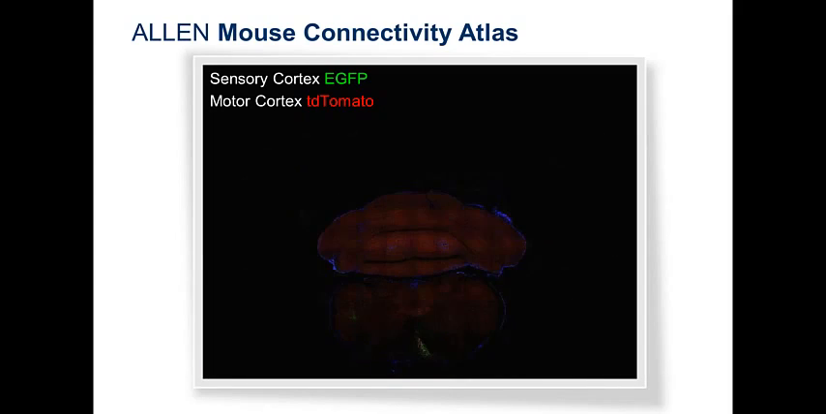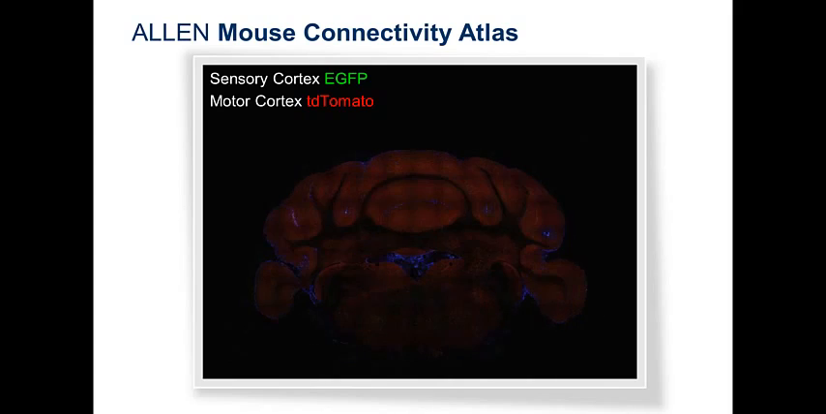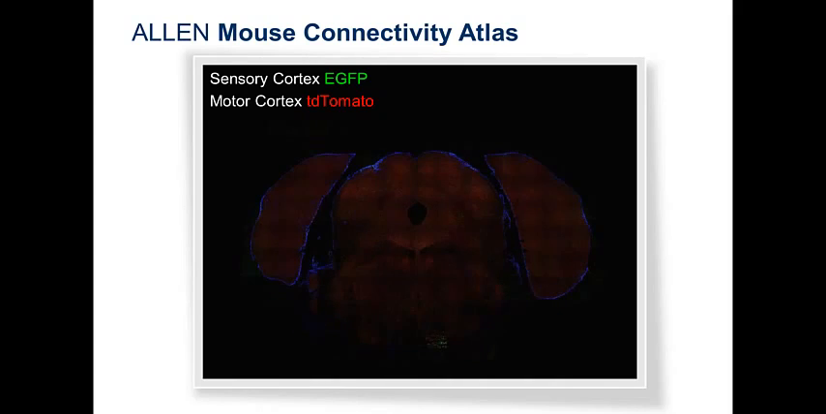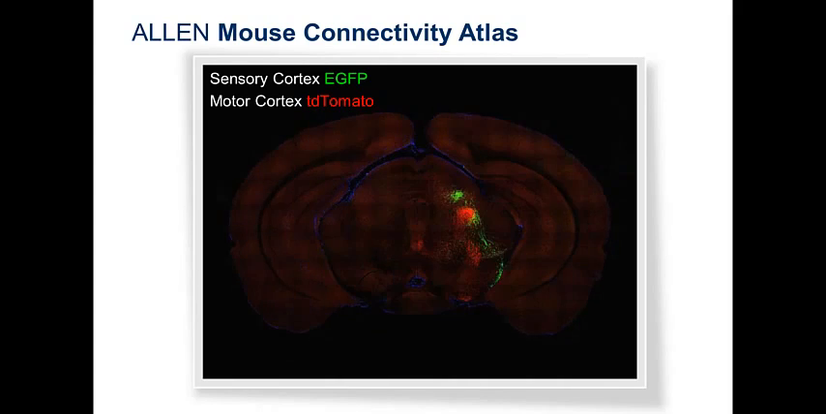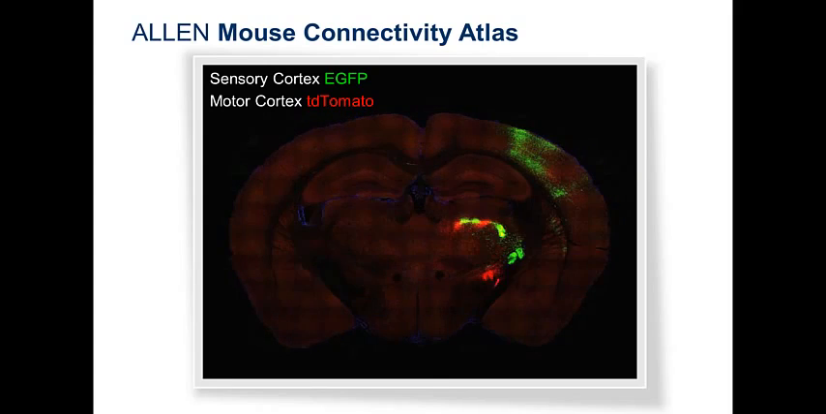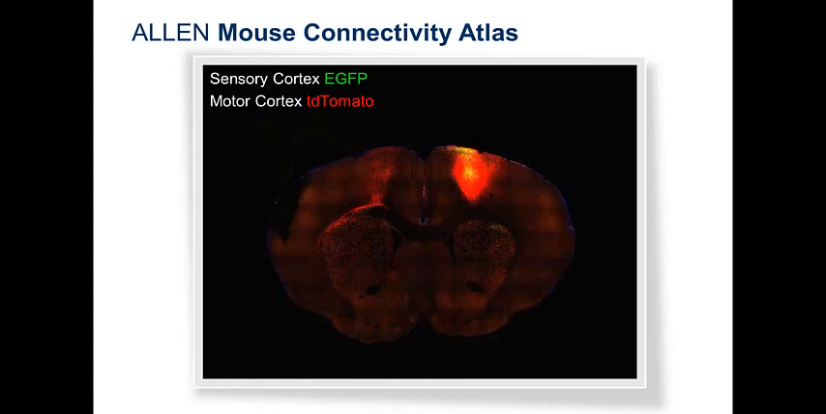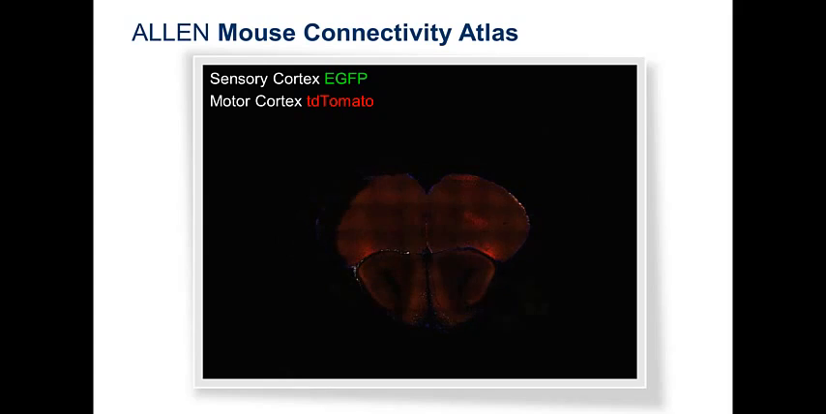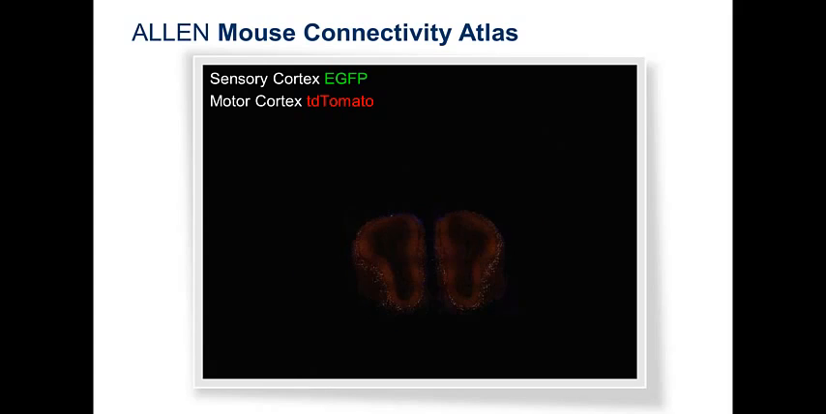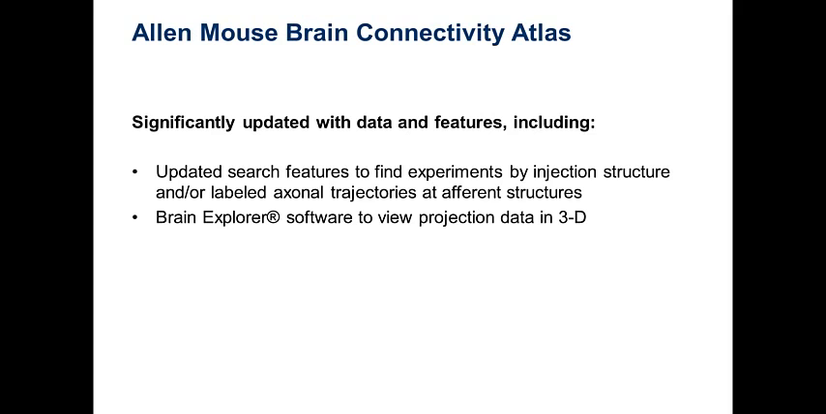I'm not sure if you can see this, but this particular brain, we injected in 2 places. Green fluorescent protein in the sensory cortex and red fluorescent protein in the motor cortex. And as you move through the brain, you can see the different projections. What we were able to do is register all of the data so far into our 3-dimensional reference space and started to do informatics on it.